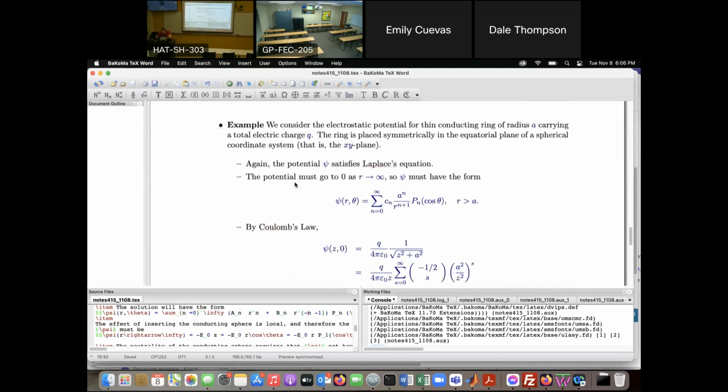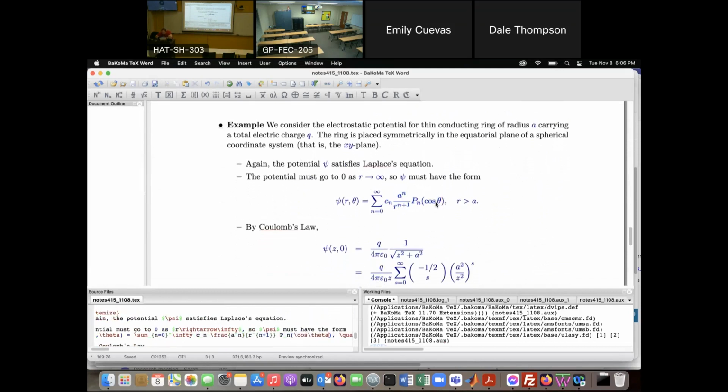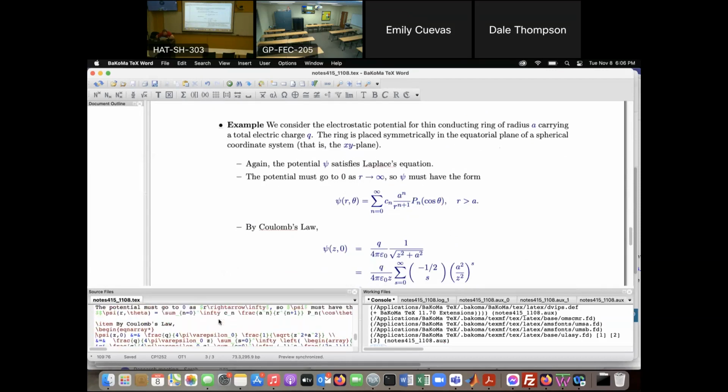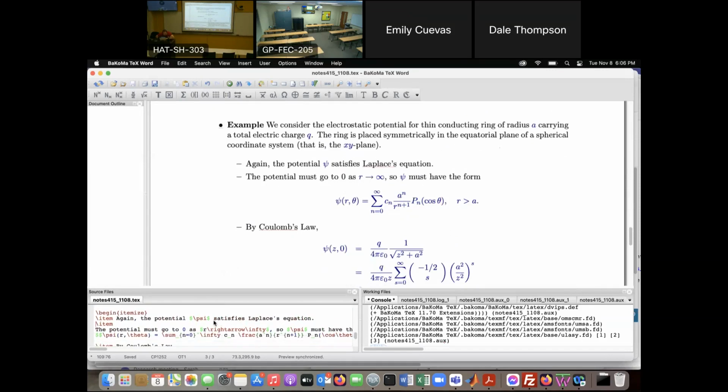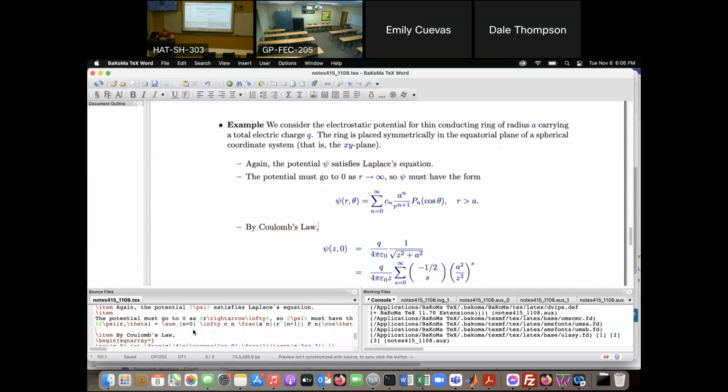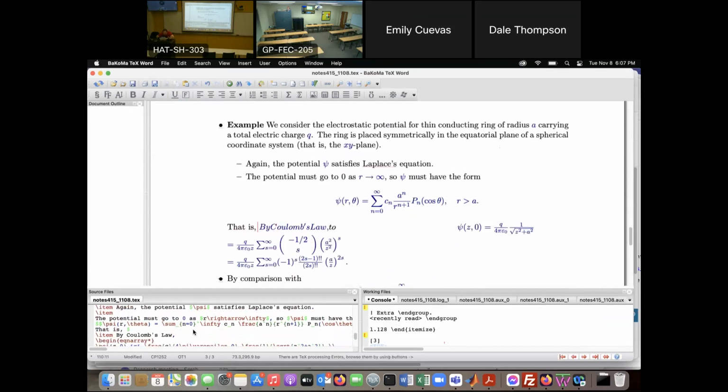All right, so the potential has to go to 0 if r goes to infinity. So we only have these terms. So Cn times a to the n plays the role of the Bn coefficients that we saw earlier. The reason why it's being written in a slightly different way is a to the n.